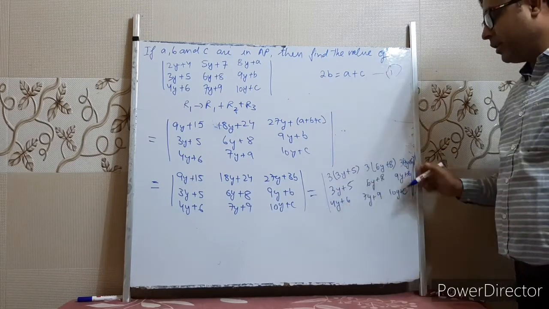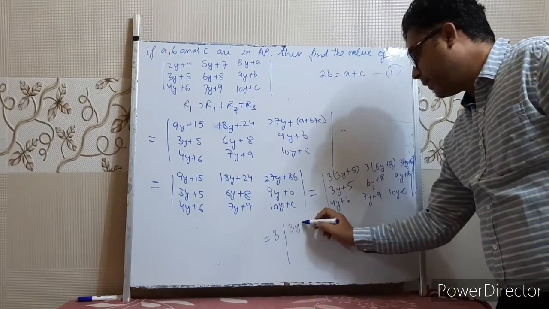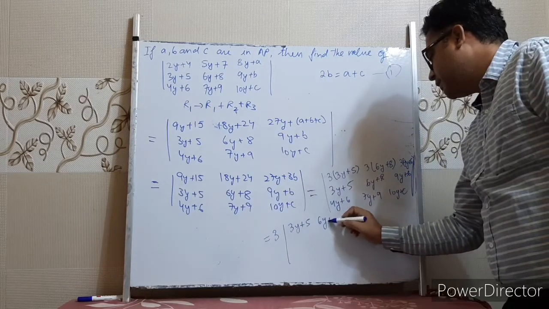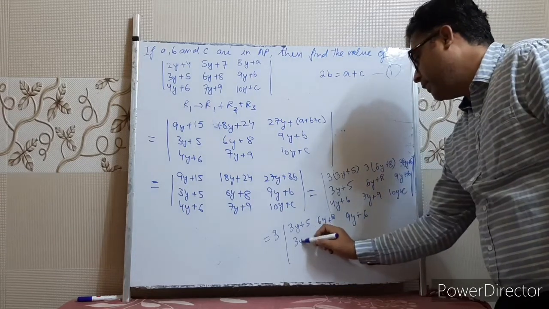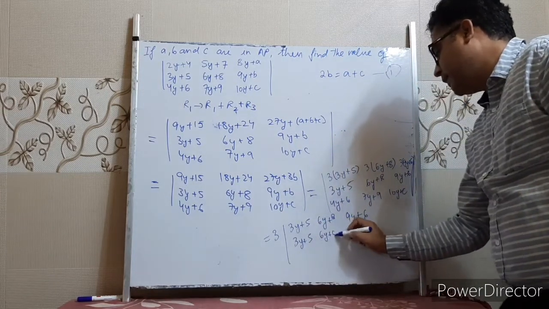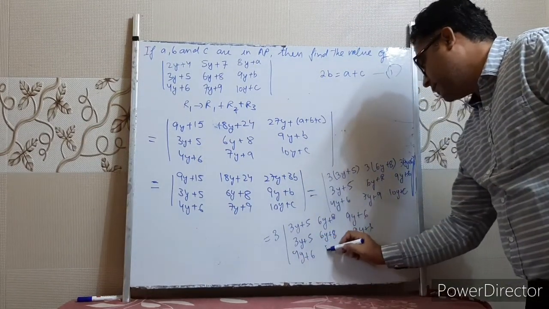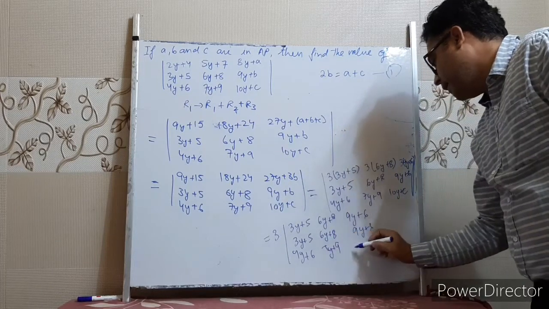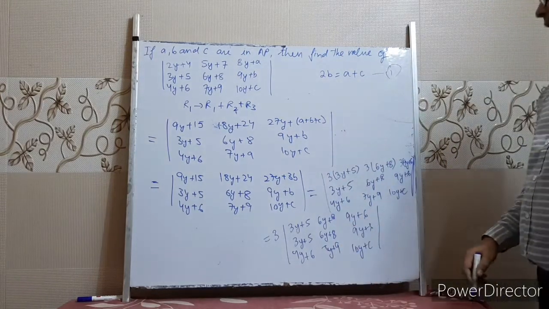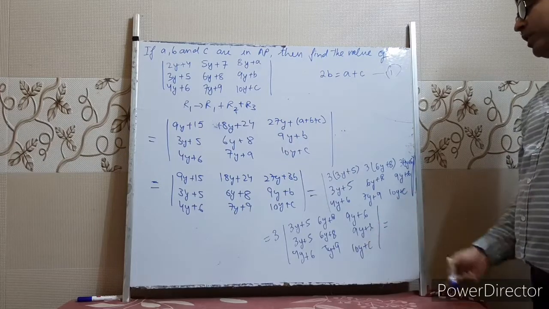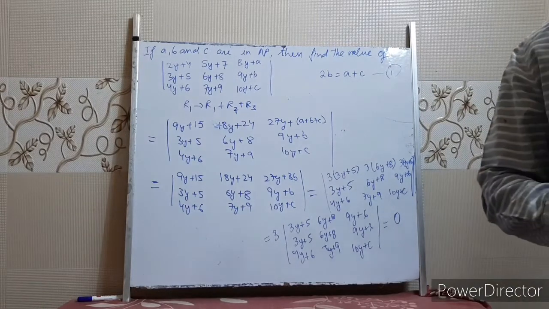Now you can see when you take 3 common from here, this first row will be 3y plus 5, 6y plus 8, 9y plus 6. Second row will be 3y plus 5, 6y plus 8, 9y plus 6. Third row will be 4y plus 6, 7y plus 9 and 10y plus c. Now you can see that first row and second row will become identical. So when the two rows are identical, then the value of determinant will be 0. So 3 into 0, anything will be 0. So 0 will be the answer. Note down please.